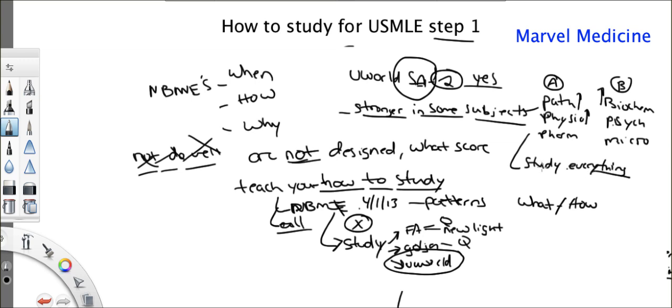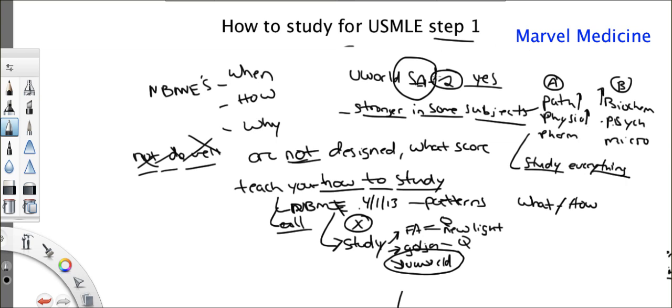Every subject, you have to study it. You can't skip out on subjects, because what if you skip out on psych and you get 10 to 15 questions on your test about psych, which can happen. So you have to make sure you study everything.